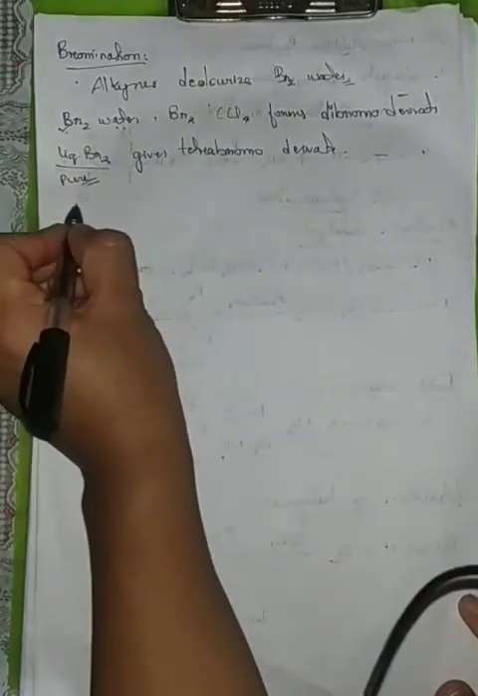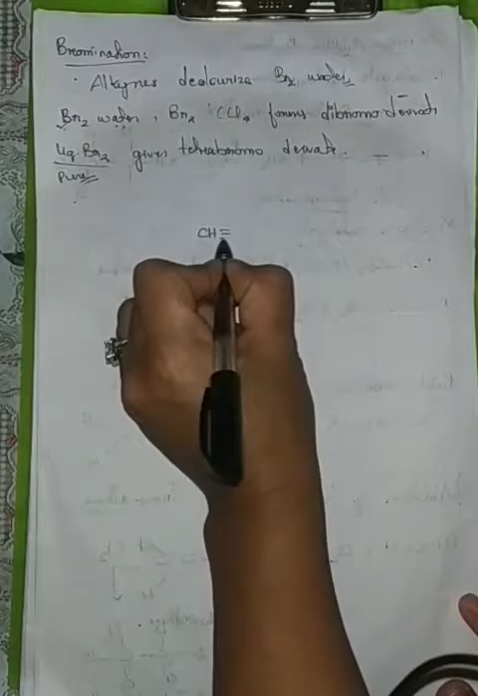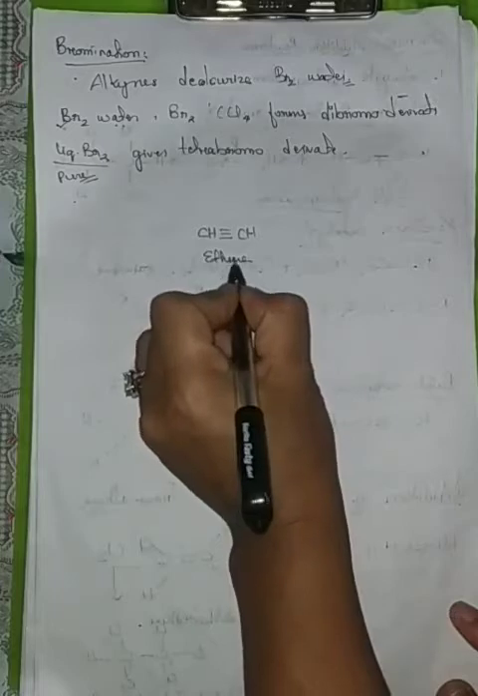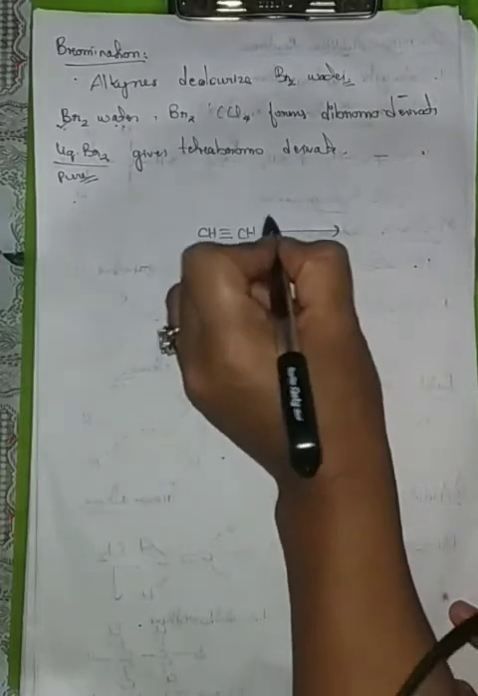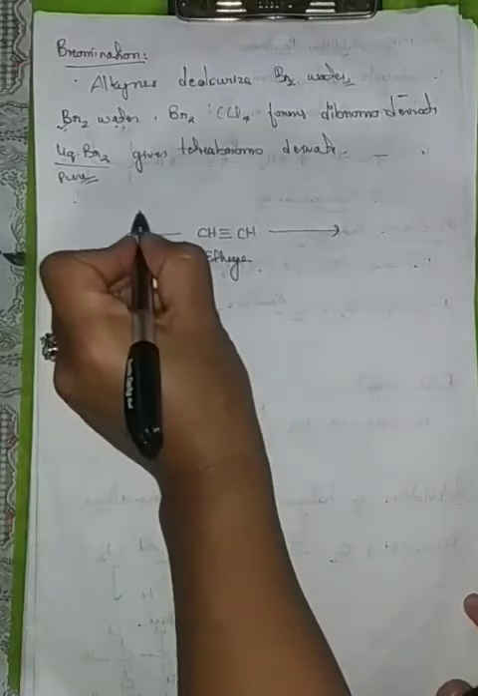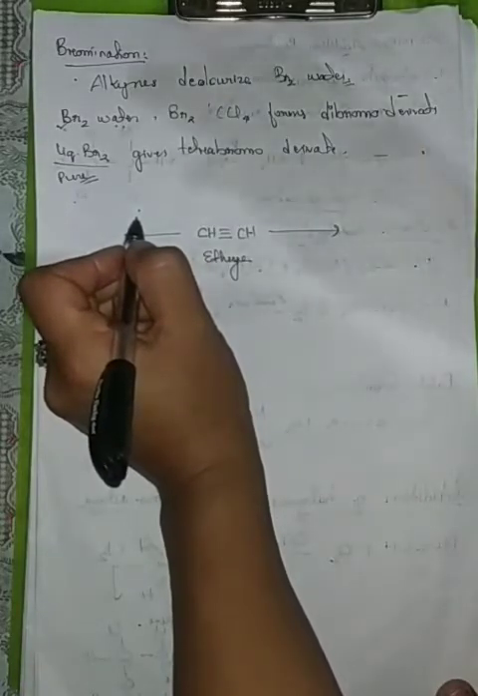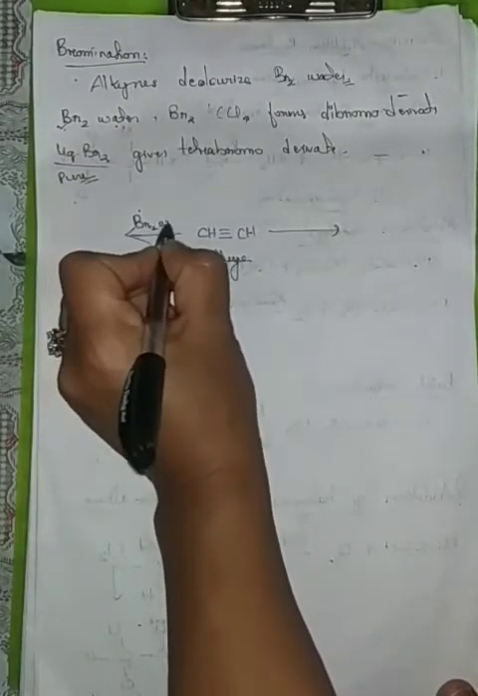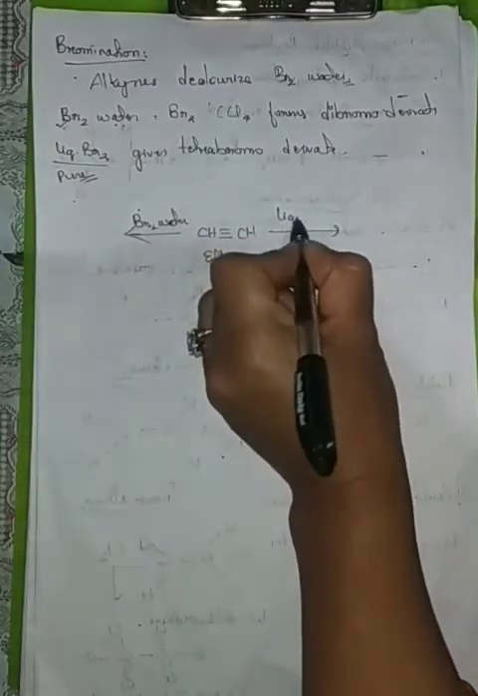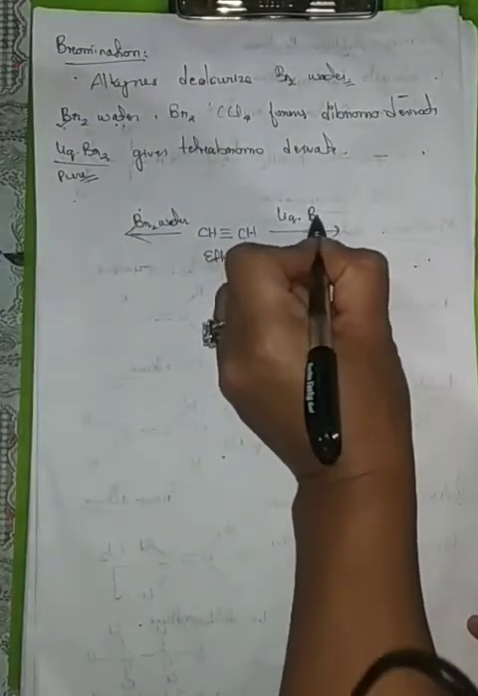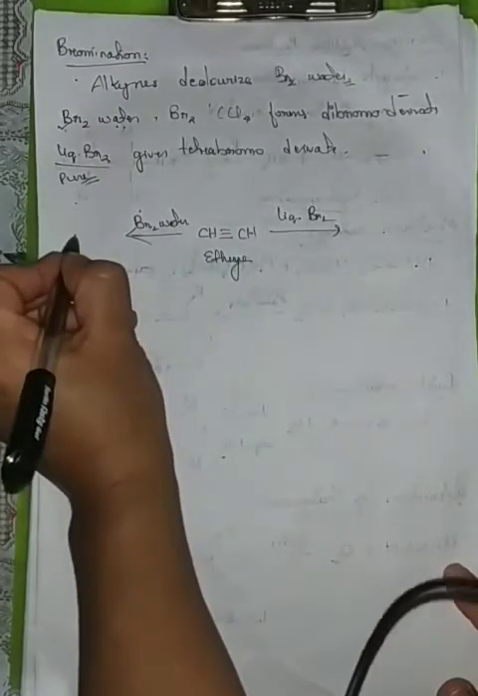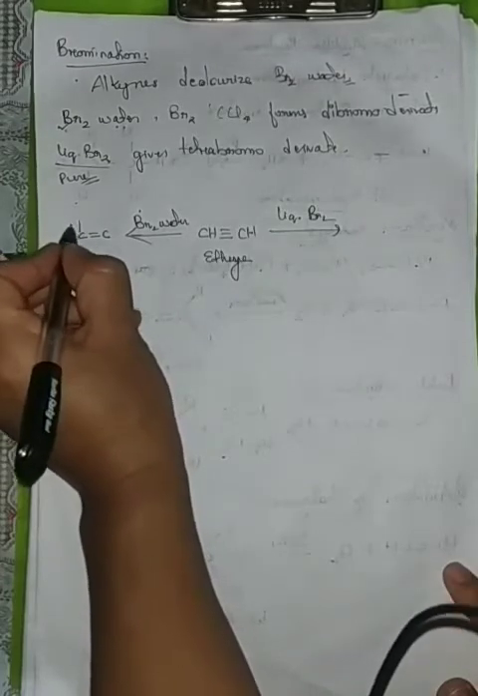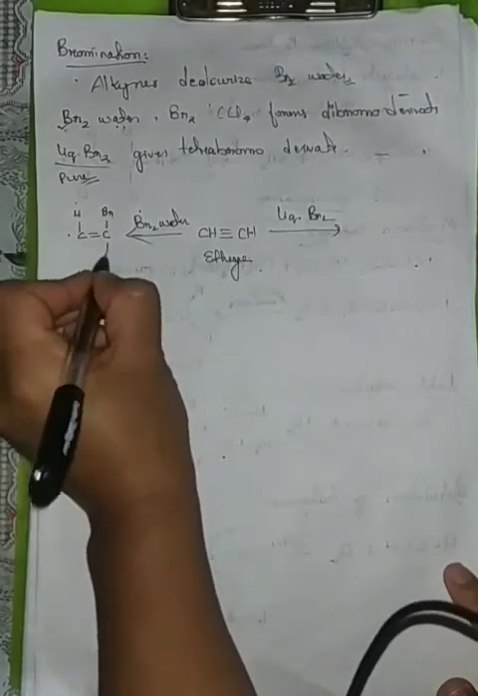Now if we check here, this is our CH triple bond CH, sorry, this is our ethyne molecule. Let us check what happens when it reacts with pure bromine water and then with liquid bromine. When it reacts with bromine, only one bond breaks up, and then we'd be getting here HBr.